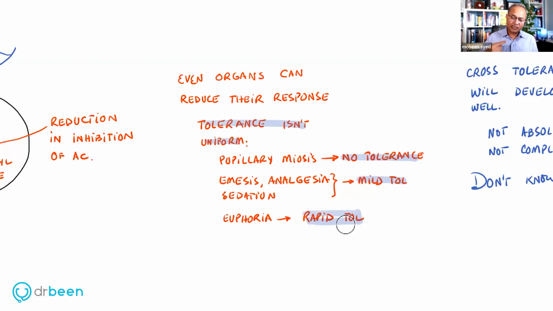So in the same one person, the pupil is not becoming tolerant at all. The tissue responsible for euphoria would become rapidly tolerant. And then there are tissues that are mildly tolerant. So the summary of this point is that if somebody asks how tolerance develops and whether it is uniform in the body: we know the mechanism of tolerance, cyclic AMP, but the tolerance is not uniform. Then, of course, the next question will be why the tolerance is not uniform. And I'm going to answer that a little later.